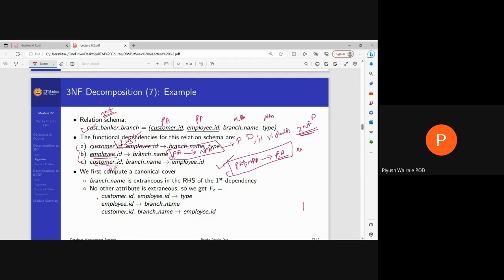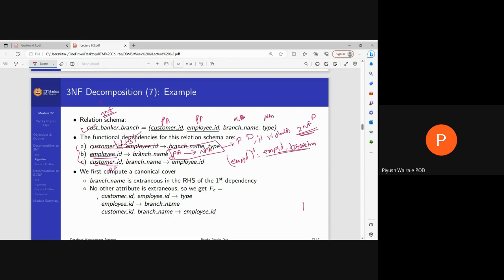So now, how to decompose into 2NF? Find the closure for employee ID. The closure for employee ID is employee ID and branch name only, right? Any other? No, sir. Employee ID and branch name.